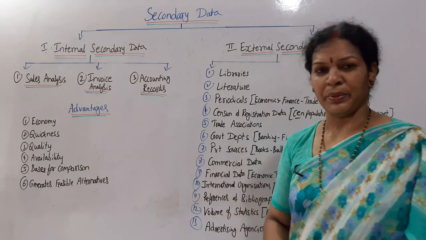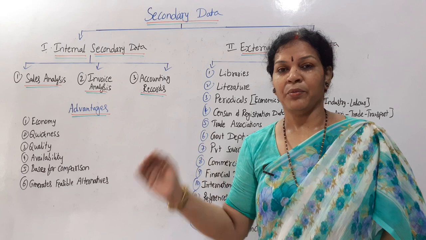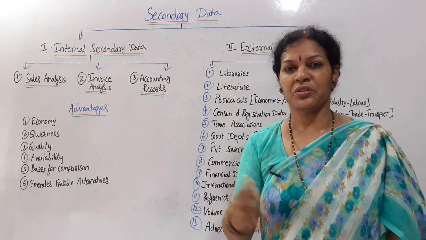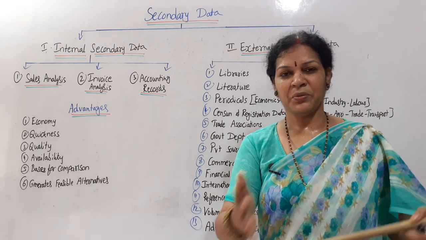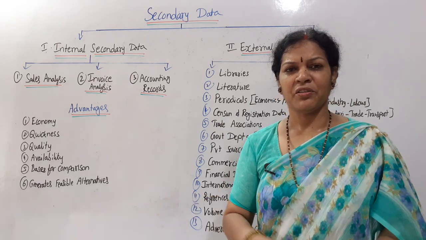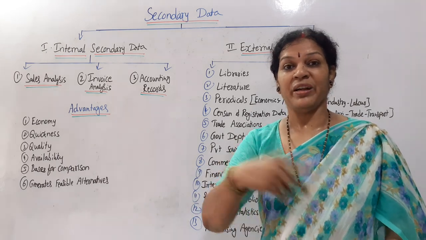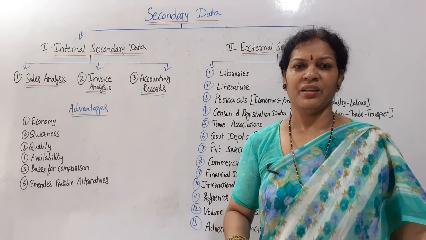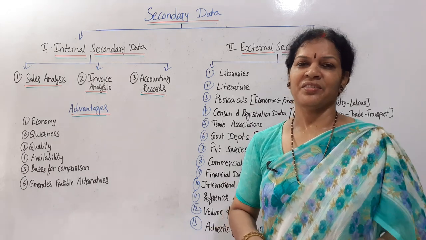And also a basis of comparison. You can compare the data you have collected with what you got from the secondary data, like comparison from one year to the next year. Suppose we are in 2022, and you want to compare 21 and 22. Data is available, just compare it. You can compare one organization to another organization, one branch to another branch, one state to another state, one department to another department, because the data is available. Use it, compare it, and give the analysis. That's it.